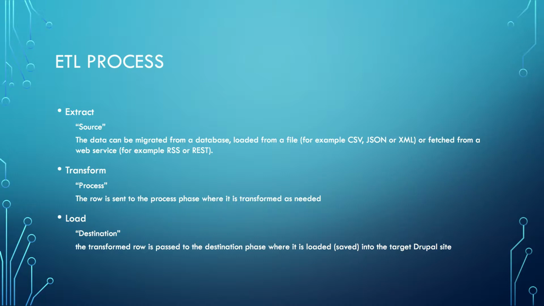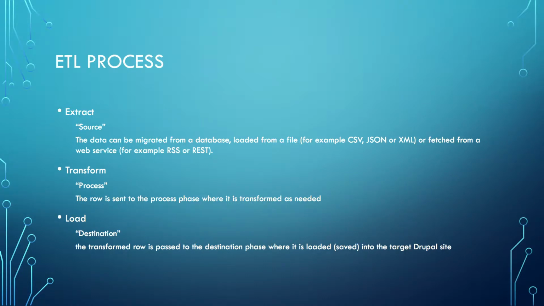So don't get confused with the terms, because sometimes they use a function called load node, where you are actually loading from the database. But load in the ETL process is more like saving. They call it load because it is a general term for the migration process, but a clearer term would be save. So extract, transform, load has the same meaning as save.